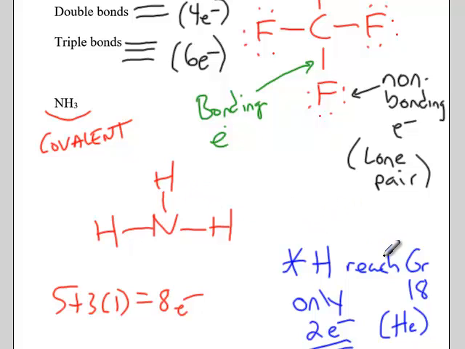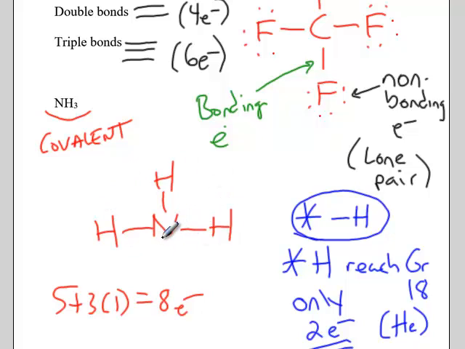So hydrogen will always look like this in a correct Lewis structure. It'll always have a single bond to a hydrogen. It'll never have any lone pair electrons. It'll never have a double bond. It'll never have a triple bond. So all 3 hydrogens are satisfied.